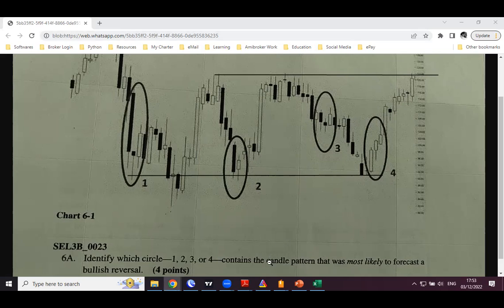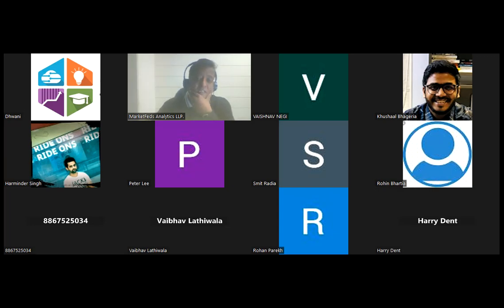Yes. So in this question, it is, sir. Yes, it was mentioned in the question, one second. What's the answer? It mentioned: identify which circle contains the candle pattern that was most likely to forecast a bullish reversal. So here we only have to mention the candlestick pattern, or do you have to justify it? It's worth 4 points. So do we have to justify, because the question is asking only to identify which circle contains the candle pattern? Then just highlight it a little, so that you give the reasons. I think you can actually highlight what someone is saying.